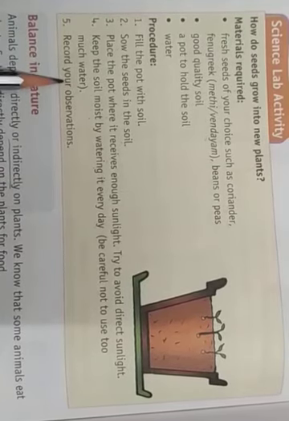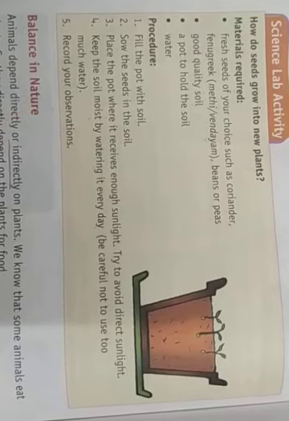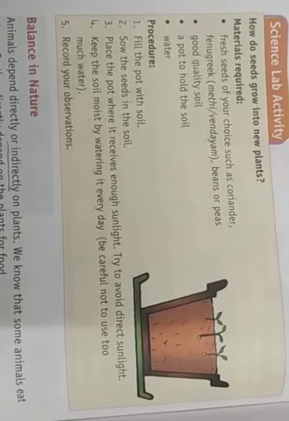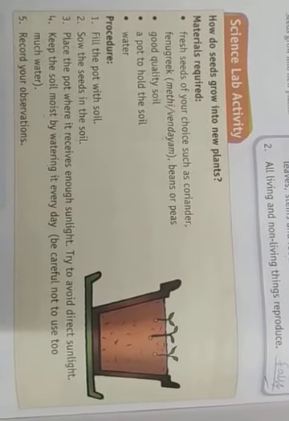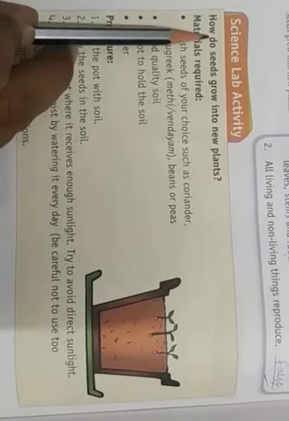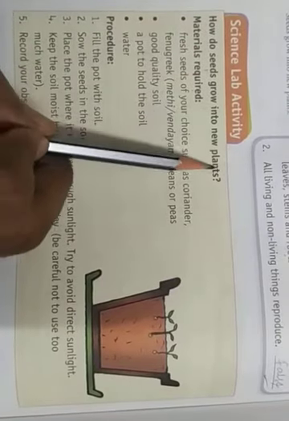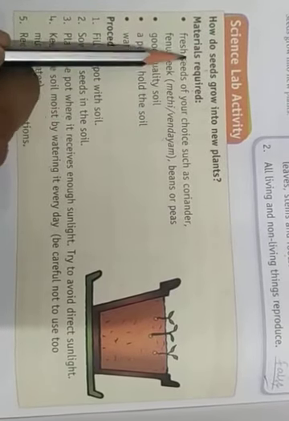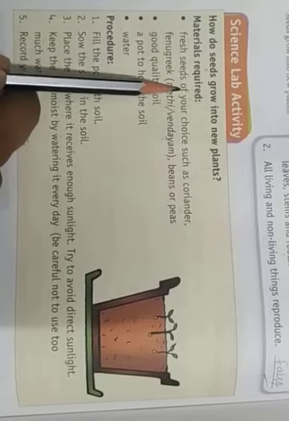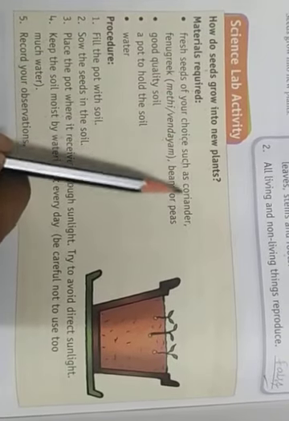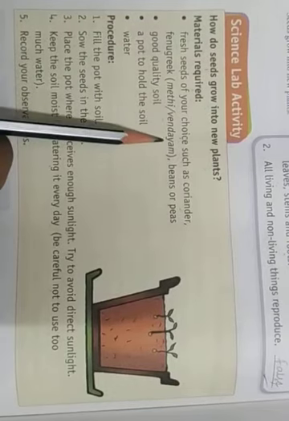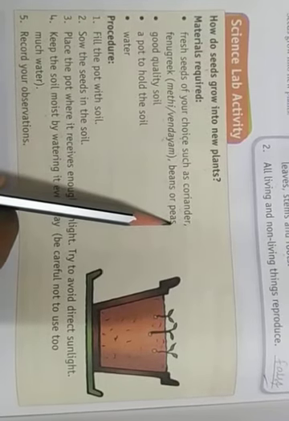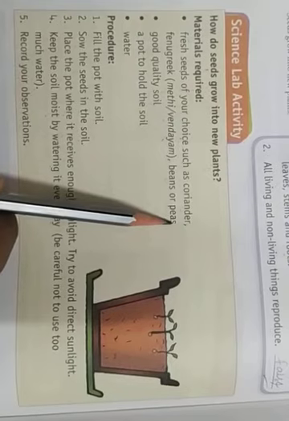Record your observation. See, science lab activity, you can do it at your home. You can plant a new plant using some seeds. How do these seeds grow into a new plant? Materials required: fresh seeds of your choice, such as coriander, fenugreek, mint, beans or peas. You can take any pulses.